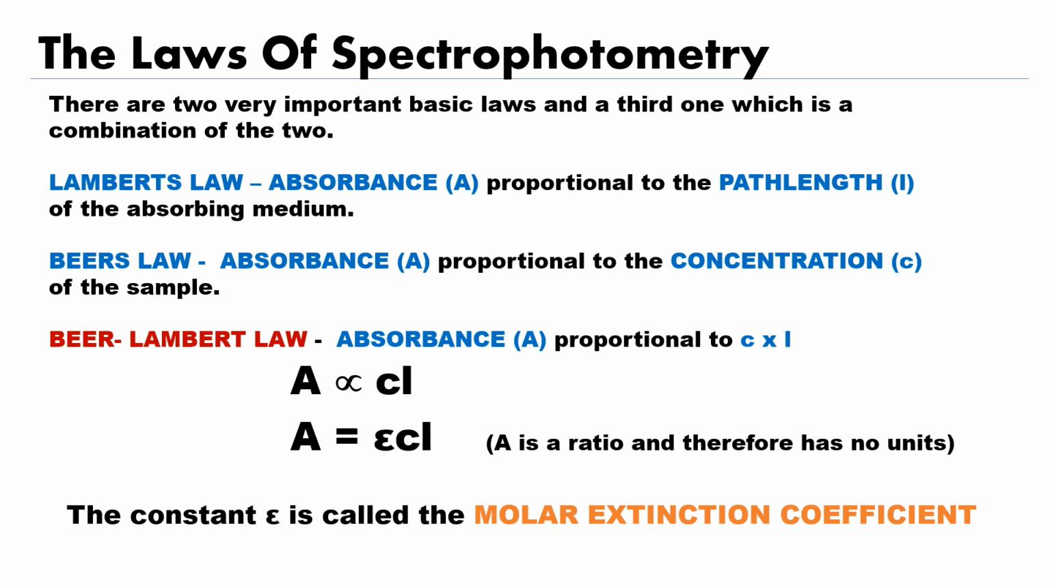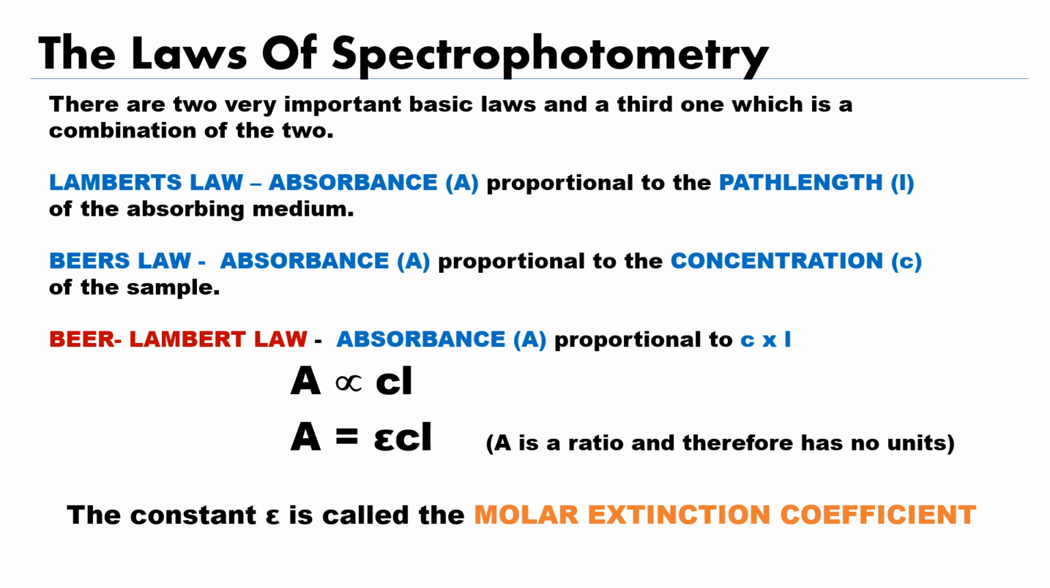This length has different sizes, for example 0.5 centimeter or 1 centimeter, but all spectrophotometric cuvettes come in 1 centimeter length. So that is the path length. And Beer's law states that absorbance is directly proportional to the concentration of the sample, that is, how much concentration is present in that particular sample. As concentration goes on increasing, the absorbance goes on increasing.